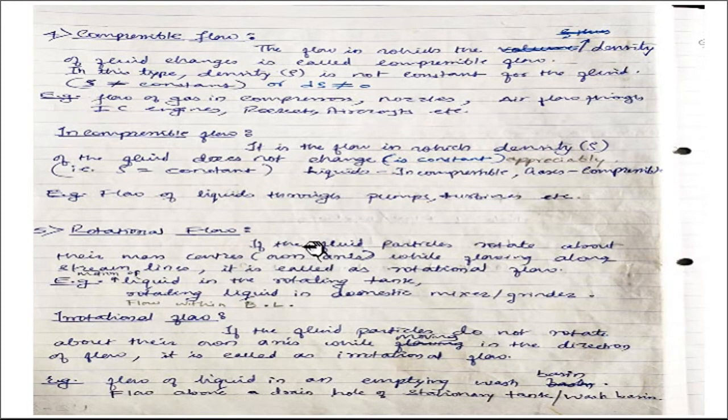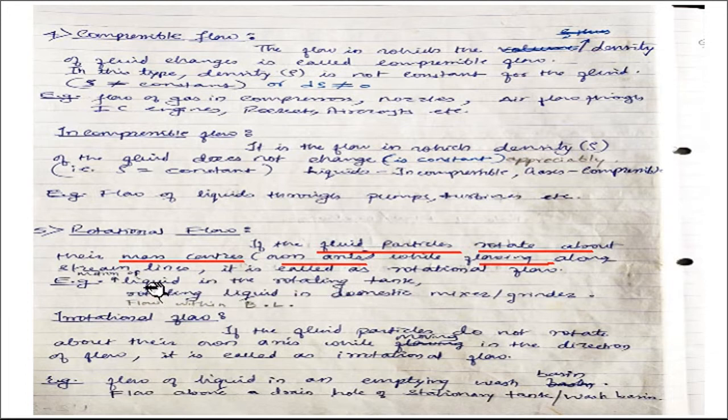A rotational flow is the one in which the fluid particles rotate about their mass centers. They rotate about their own axis while flowing along the streamlines. Such a flow is known as rotational flow. The fluid particles during the motion of a fluid rotate about their CG point, that is the mass center, or they rotate about their axis passing through the CG. This is called rotational flow.